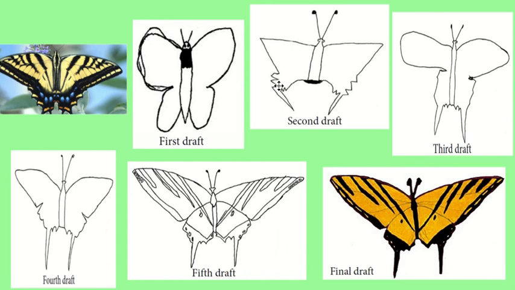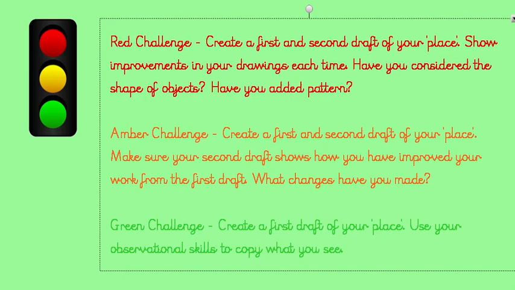So this is your task today, children. You're going to do your first draft and perhaps your second draft, depending on which challenge you're going to choose. So here are your challenges. Let's start with the green challenge. You're going to create a first draft of your place. Use your observational skills to copy what you see. So you're going to have your photograph in front of you, a piece of paper, a nice sharp pencil, preferably a 2B pencil if you've got one, and you're going to draw the outline of the objects and maybe add a little bit of detail with some texture.